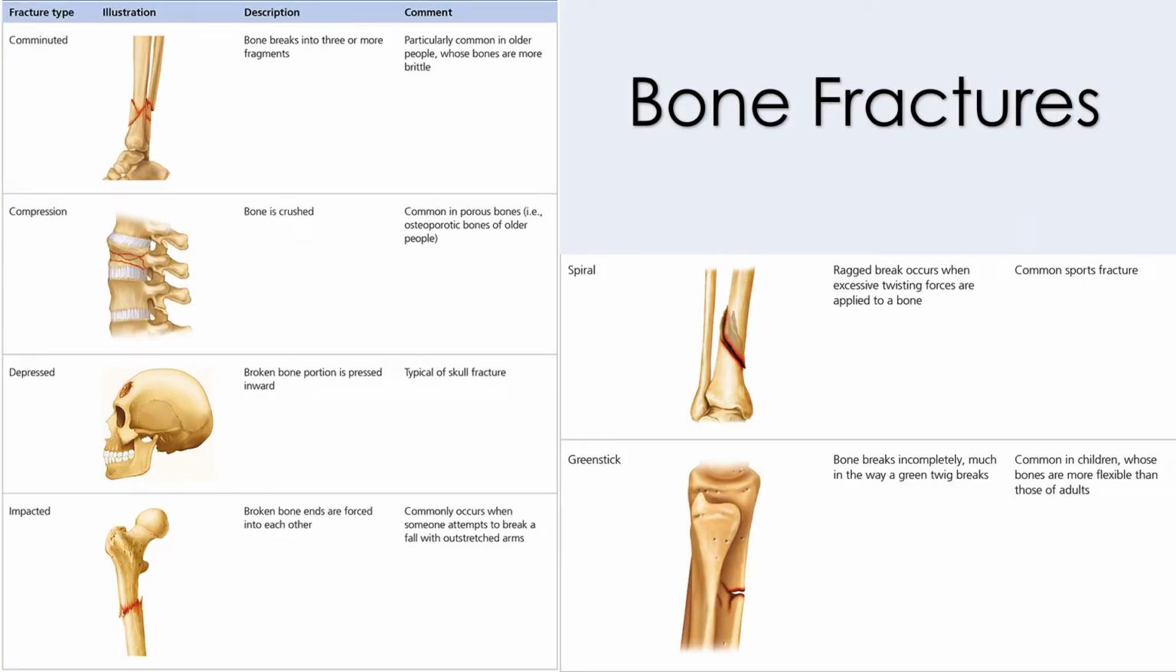We'll talk briefly about bone fractures. So there's a couple different ways that they're classified. We have open versus closed. All open versus closed means is that you fractured a bone and part of that bone is sticking outside of your skin. That's open. If nothing is sticking outside of your skin, it's closed.